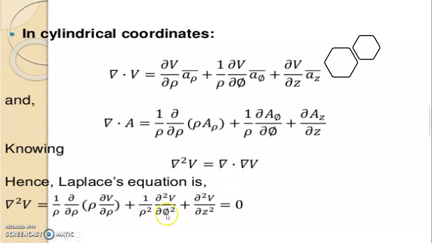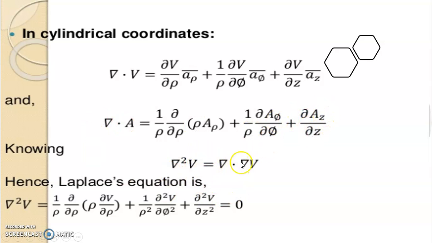Now in cylindrical coordinates, del V is del V upon del rho of a rho plus 1 by rho del V upon del phi of a phi plus del V upon del z of az. This we have already studied in del of the Cartesian system, and del dot A is 1 upon rho del by del rho of rho a rho plus 1 by rho del by del phi of a phi plus del by del z of az.